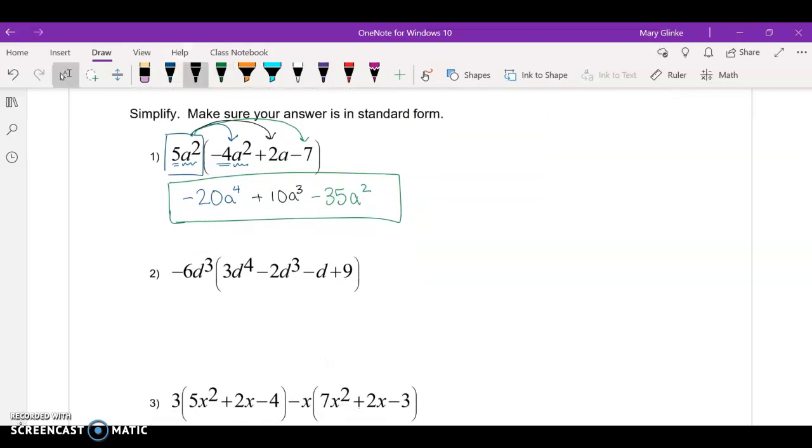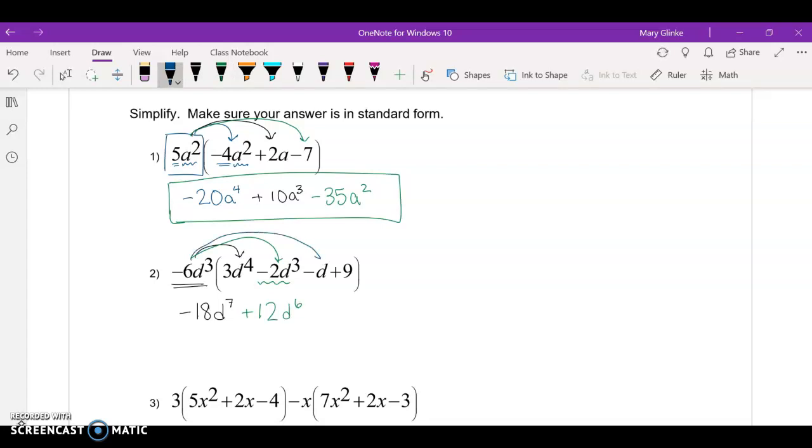So let's try another one here. We're going to distribute negative 6d to the third to each term here. So we're going to do negative 6 times 3 to get negative 18. For your d's, you're multiplying 3d's by 4d's to get 7d's in total. For the next one, we're doing negative 6 times negative 2, and a negative times a negative is a positive, so that becomes plus 12. And we have 3d's, and 3 more makes 6 in total.